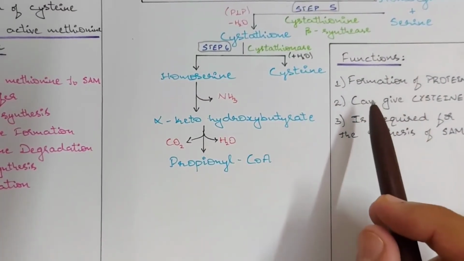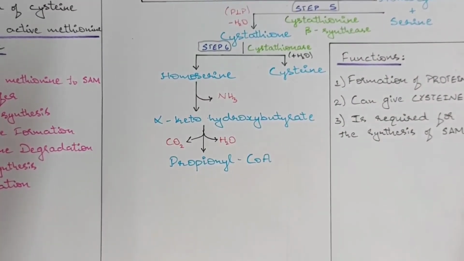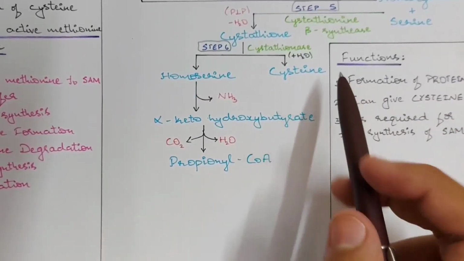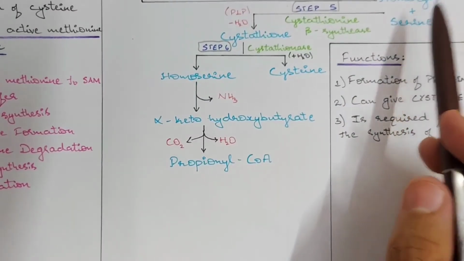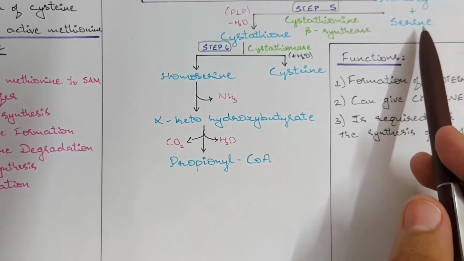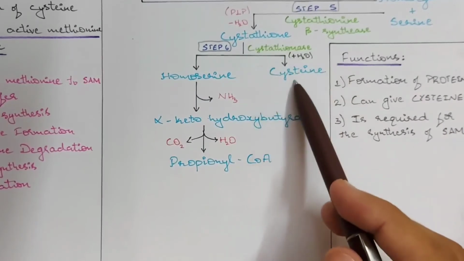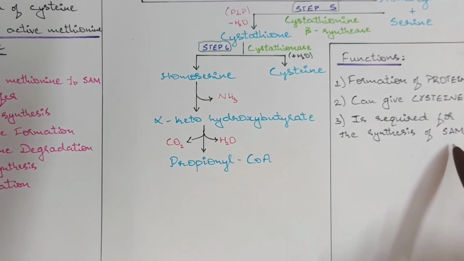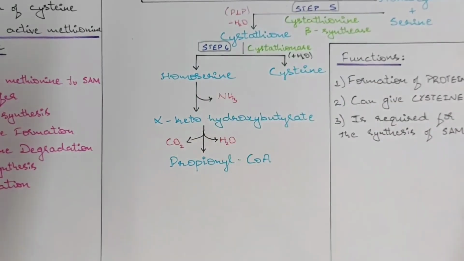Functions of methionine. Formation of protein. Like all other amino acids, methionine is also used in the formation of proteins. It is the first amino acid to be incorporated during protein synthesis. Methionine can give rise to cysteine. As we have studied earlier, methionine undergoes degradation to form homocysteine, which later condenses with serine and undergoes successive reactions to form cysteine. Methionine is required for the synthesis of SAM, that is S-adenosyl methionine. SAM is required for various transmethylation reactions.